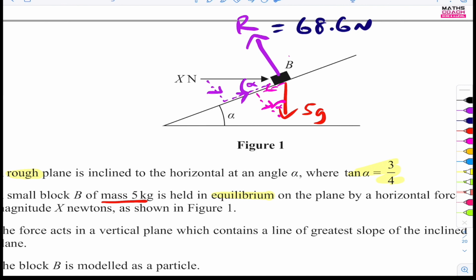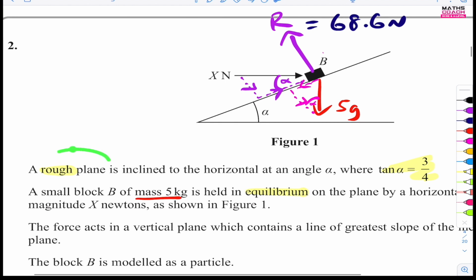Okay, now what else do we know? We know that the plane is rough. That means if this particle is being pushed up by this force, you're going to have friction working against it. So you're going to have friction coming down like that, right? So friction, let's add this. That's going to be FR. We'll call friction FR. All right, is that good? So that's your diagram done more or less.